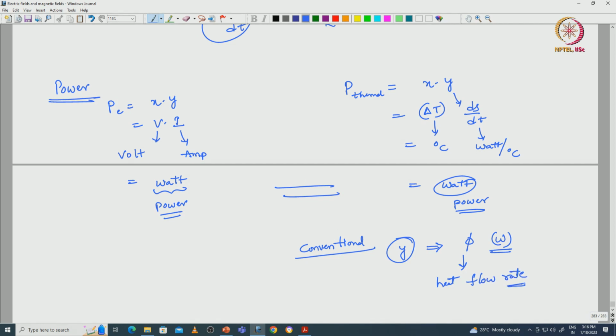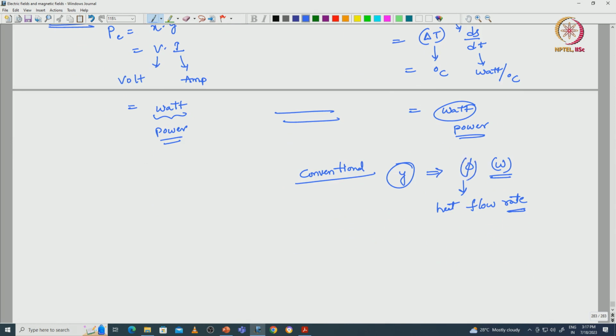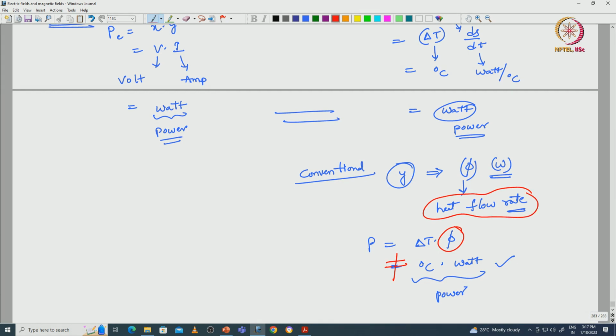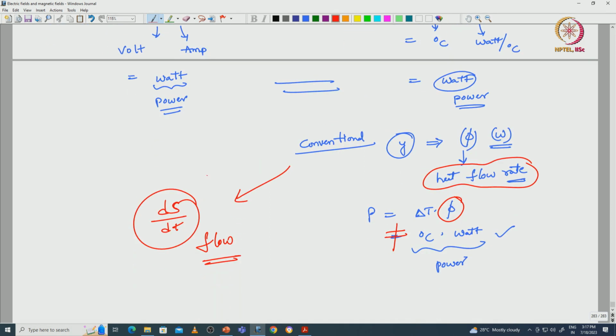If I consider the flow variable as a heat flow rate in a conventional representation, as in most of the literature, I am considering heat flow rate as phi and the units are watt. The power is equal to delta T into phi, here degree Celsius or Kelvin into watt. So these units, watt per degree Celsius or watt into Kelvin, may not be equal to power. So with respect to the conventional notation, power is not matching with respect to the flow variable. We should not use the heat flow rate as a flow variable. We have to use the entropy change with respect to the time as a flow variable in thermal domain in order to match the principle of energy conservation.